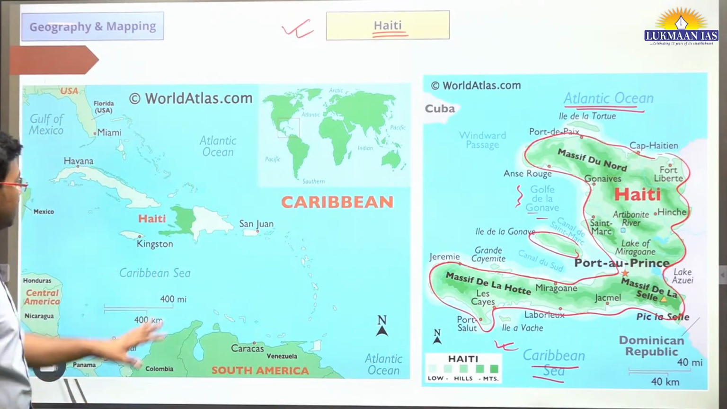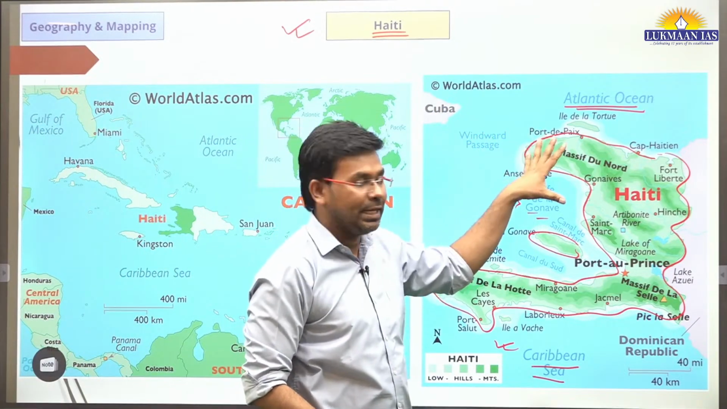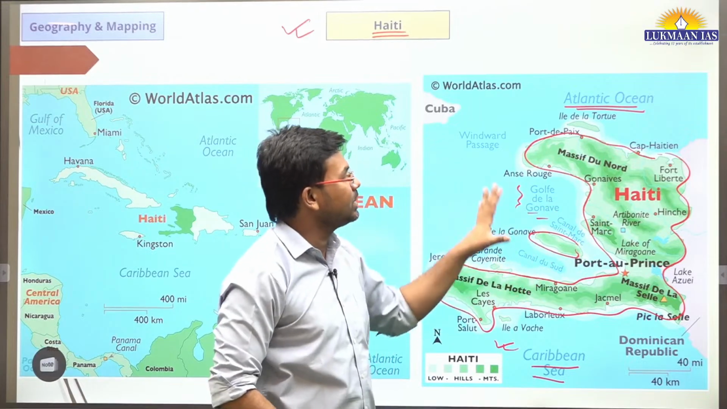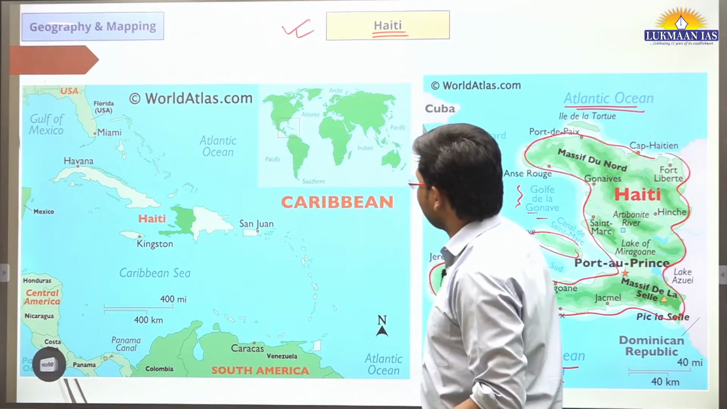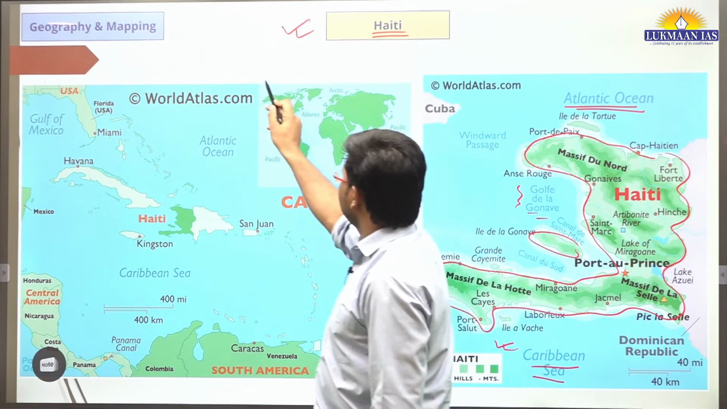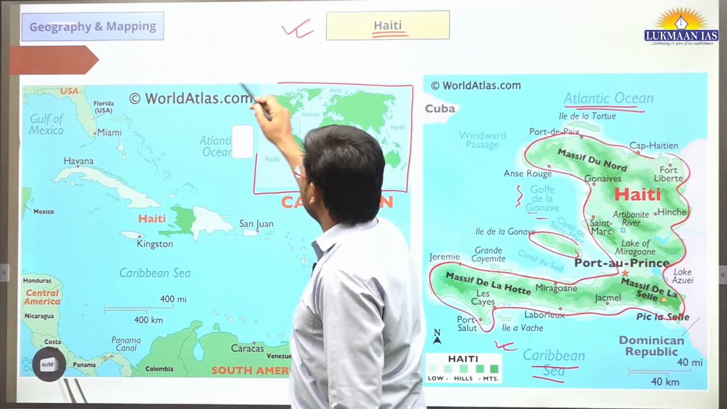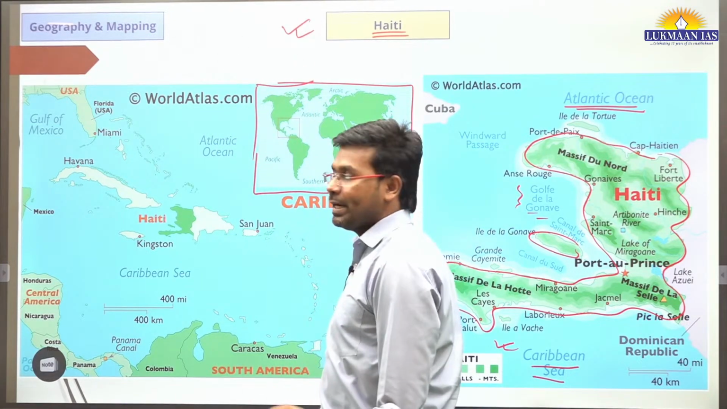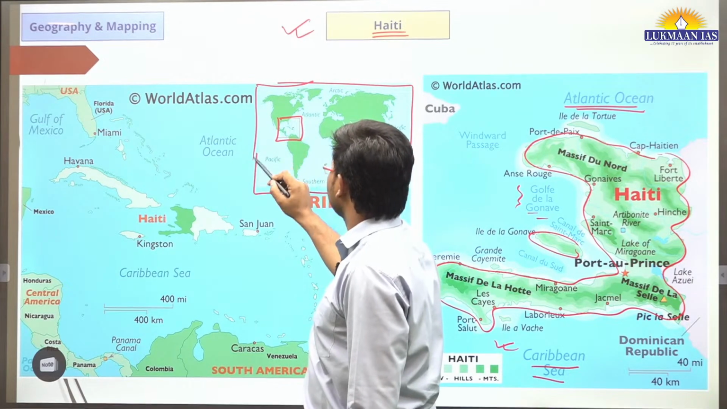Apart from this, this is another map, a zoomed-in map. It only showcases where Haiti is located. Apart from this, this is another map. It showcases the world map. And in the world map, where is Haiti located? Haiti is located somewhere here, over here.